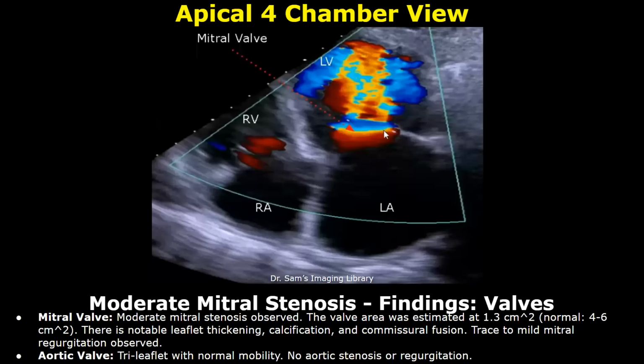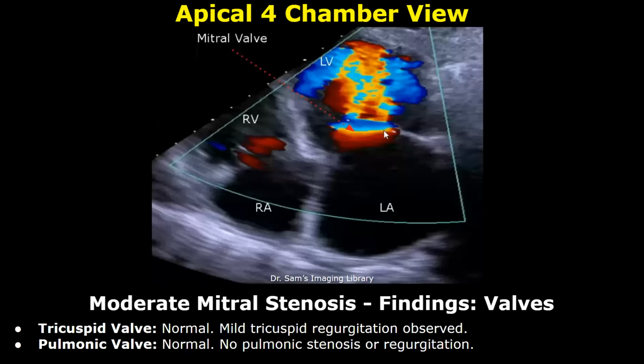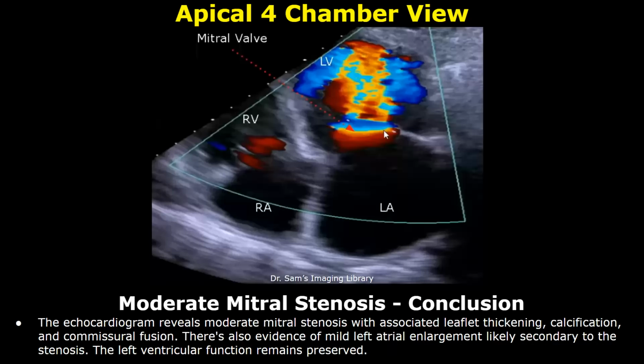The aortic valve is normal. Mild tricuspid regurgitation is observed. The pulmonic valve is normal. Here is the conclusion. The echocardiogram reveals moderate mitral stenosis with associated leaflet thickening, calcification, and commissural fusion.